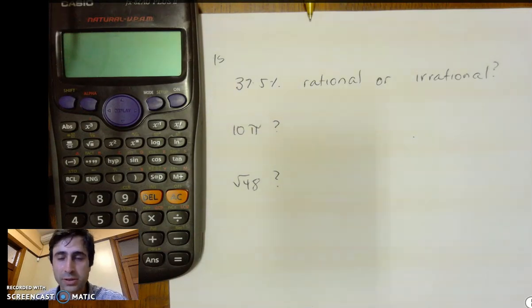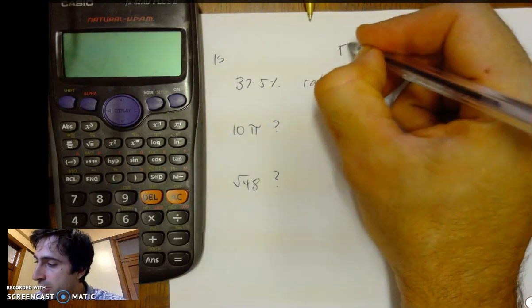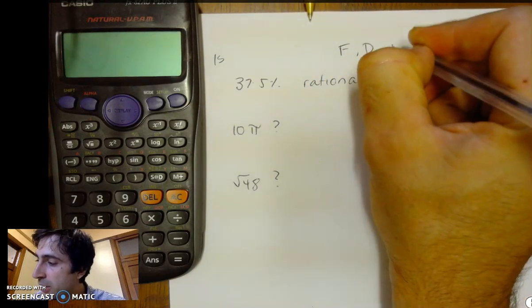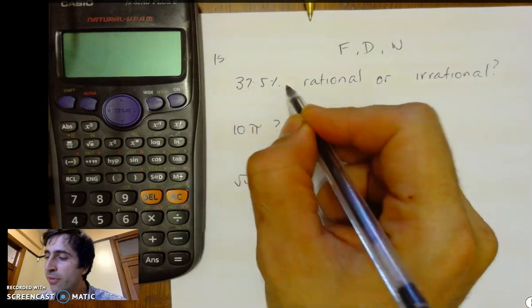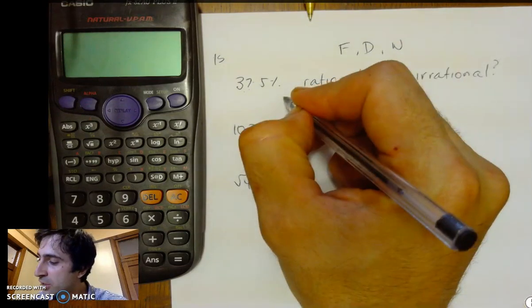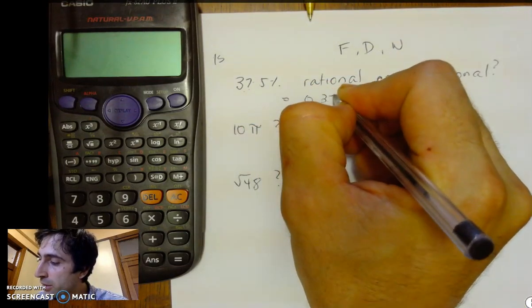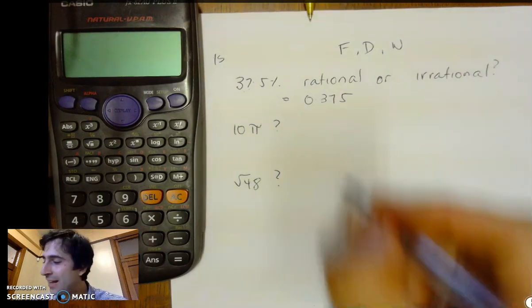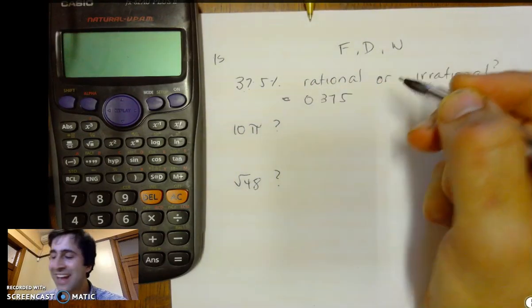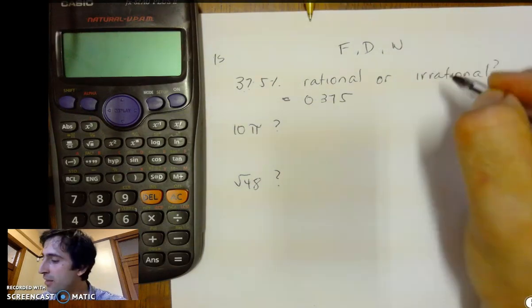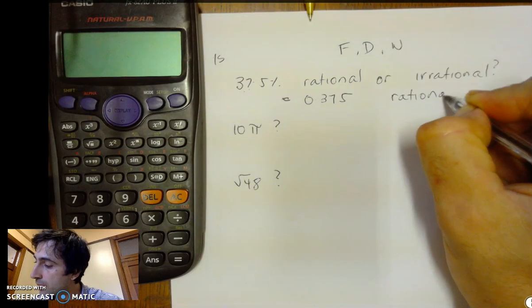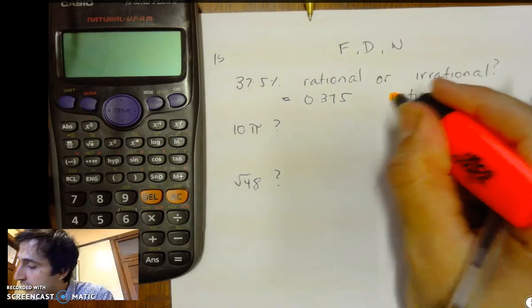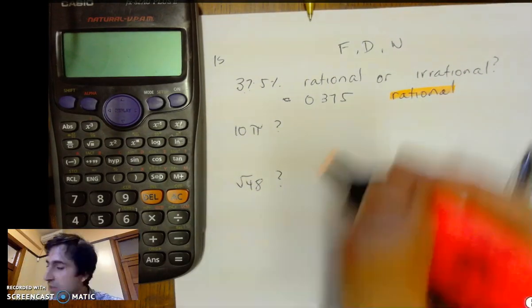So now we ask the question, what is really a rational or irrational number? How can I tell the difference? Well, like I said before, rational numbers end. In other words, they can be a fraction, they can be a decimal, or they can be a whole number, which we call an integer. And so 37.5%, that can be expressed as 0.375, and therefore we see that it ends. It's a decimal that ends, and therefore this is definitely rational, because it ends.